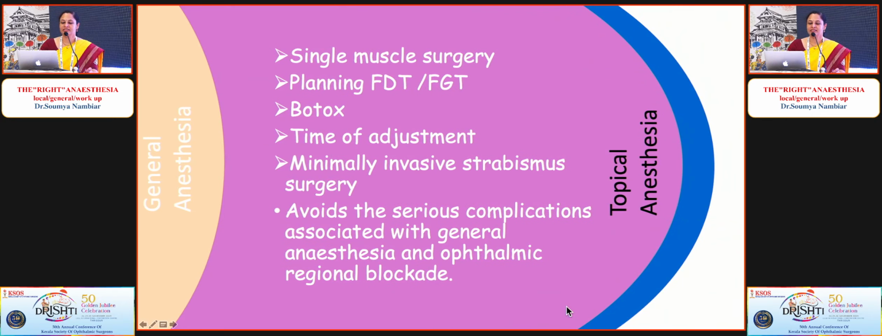Then topical anesthesia you can do whenever you're planning a single muscle surgery, or if you're planning a FDT or FGT, or a Botox injection. At the time of adjustment, like in an adjustable suture you have done, you can give a topical anesthetic to do the adjustment. You can also use it in minimally invasive strabismus surgery. Basically, it avoids the serious complications that are associated with GA.